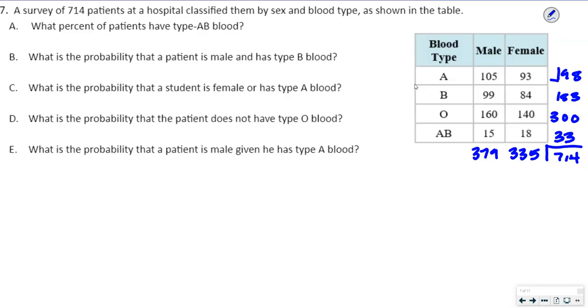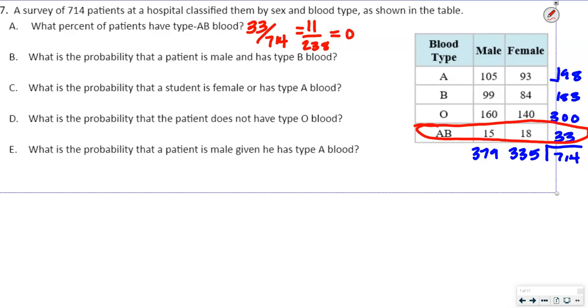It says, what's the percent of patients that have type AB blood? So we've got type AB blood right here, right, guys? So that's type AB blood. That's going to be 33 over our total 714. Go ahead and put that in your calculator, see if it reduces. And it does. This is going to be 11 divided by 238. That could be your answer. Then what percent is that? That's 0.05, which when you multiply that by 100% is 5%, okay?